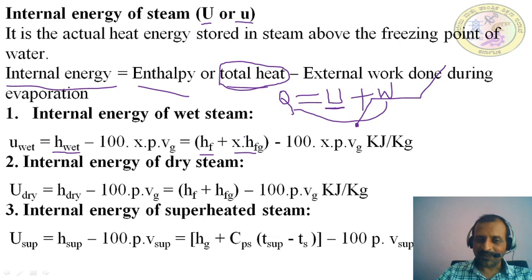So instead of wasting time in calculation, what they have done is experimentally they have calculated the properties of the steam and they have tabulated in a table. So that table we call it as steam table.